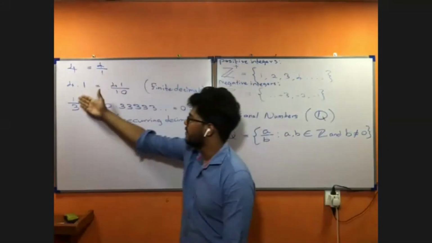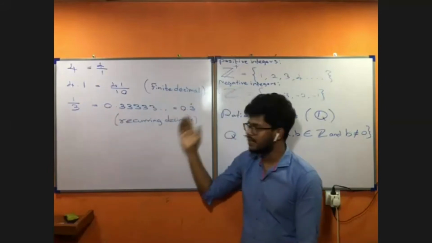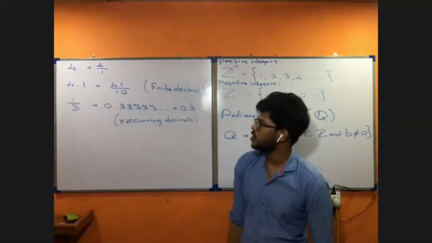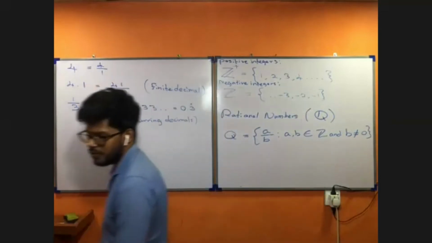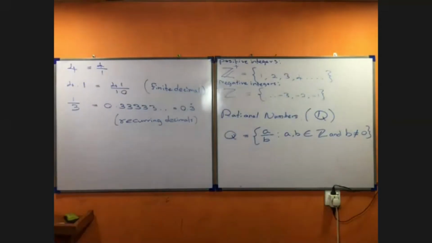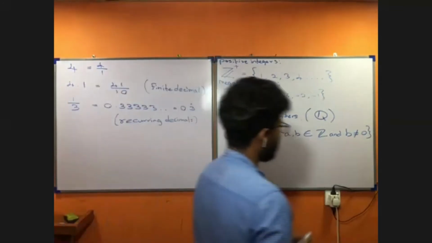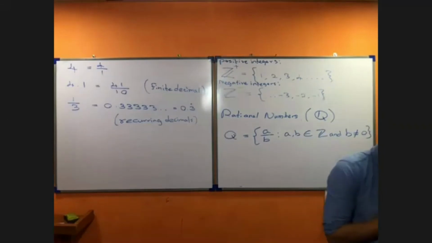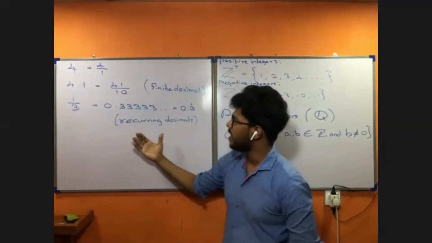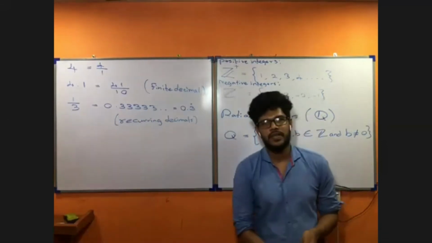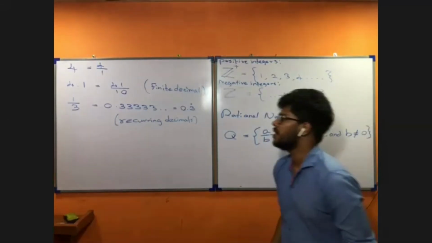So 1 divided by 3, or 0.3, is going to be a rational number. This 4.1 is also going to be a rational number. These are the examples for rational numbers. Once again, any number that you can express as a fraction is called a rational number.